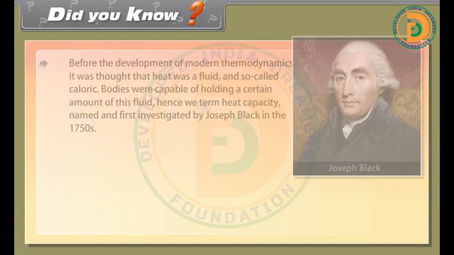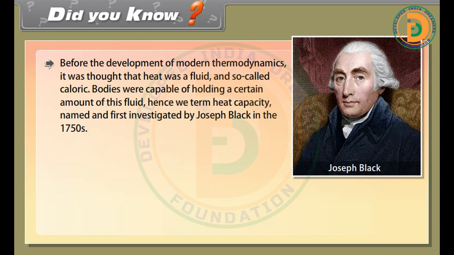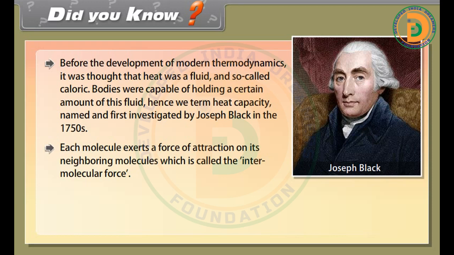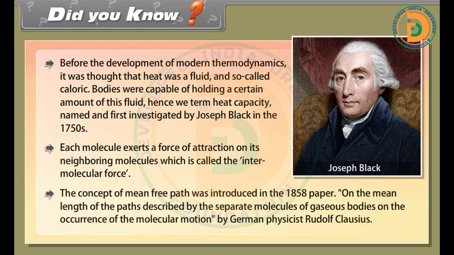Did you know? Before the development of modern thermodynamics, it was thought that heat was a fluid called caloric. Bodies were capable of holding a certain amount of this fluid. Hence, we term heat capacity, named and first investigated by Joseph Black in the 1750s. Each molecule exerts a force of attraction on its neighboring molecule, which is called the intermolecular force. The concept of mean free path was introduced in an 1858 paper on the mean length of the paths described by the separate molecules of gaseous bodies on the occurrence of molecular motion by German physicist Rudolf Clausius.